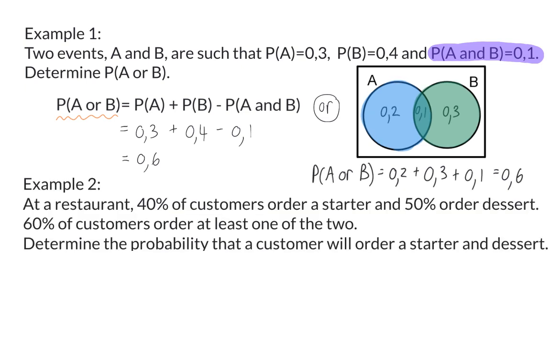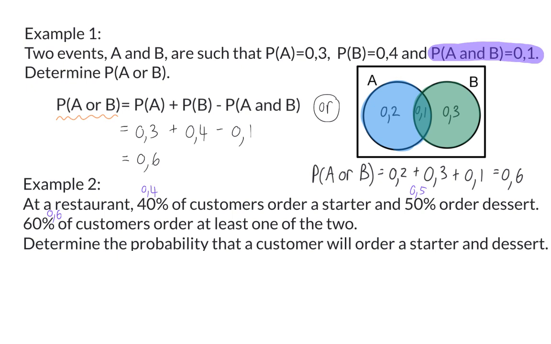Example 2. At a restaurant, 40% of customers order a starter and 50% order dessert. 60% of customers order at least one of the two. Determine the probability that a customer will order a starter and dessert. Here, all the probabilities are given as percentages, so we can rewrite that as 0.4, 0.5, and 0.6 if we want to use the normal fraction.